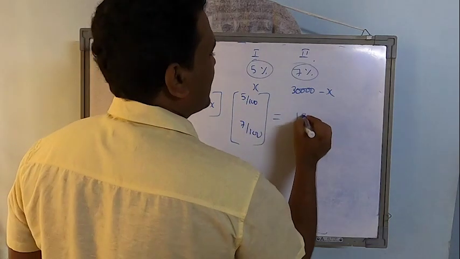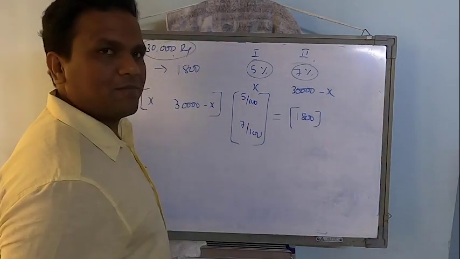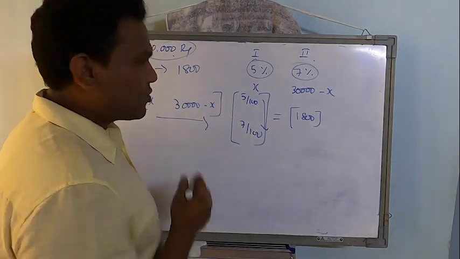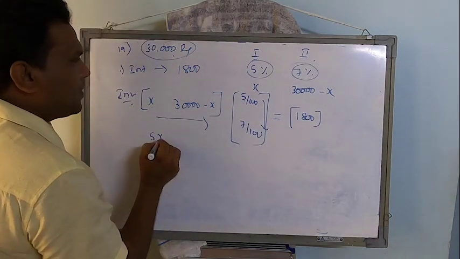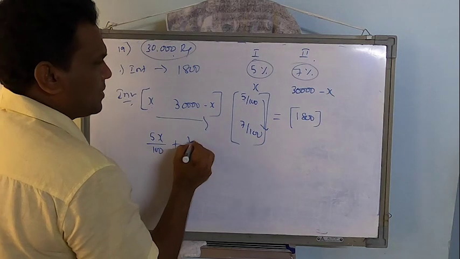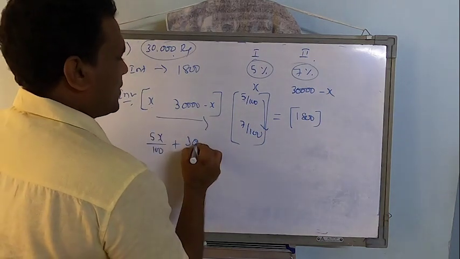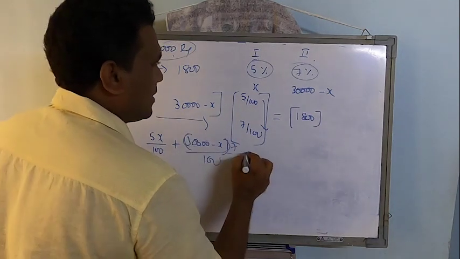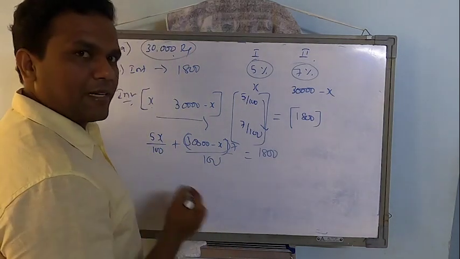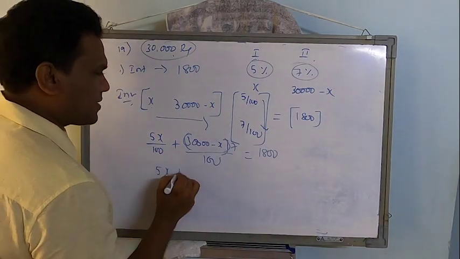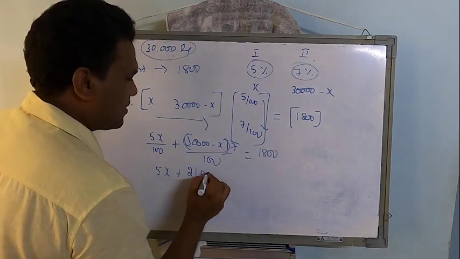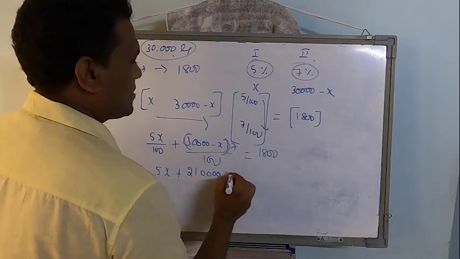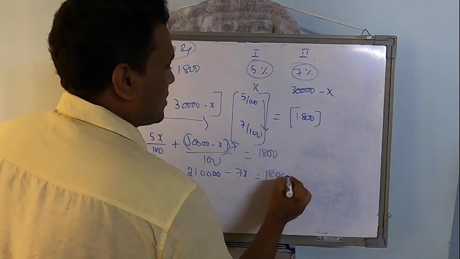What is interest now? Interest is already given as 1,800. That means when I take the product of these two and simplify, I should get 1,800. So let me take the product. It's going to be 5x by 100 plus 30,000 minus x multiplied by 7 by 100 equal to 1,800. So I will take the LCM and shift to the right side. So 5x plus, so let us multiply 21, 3 7s are 21, 000, minus 7x is equal to 18. 2 zeros are already there.